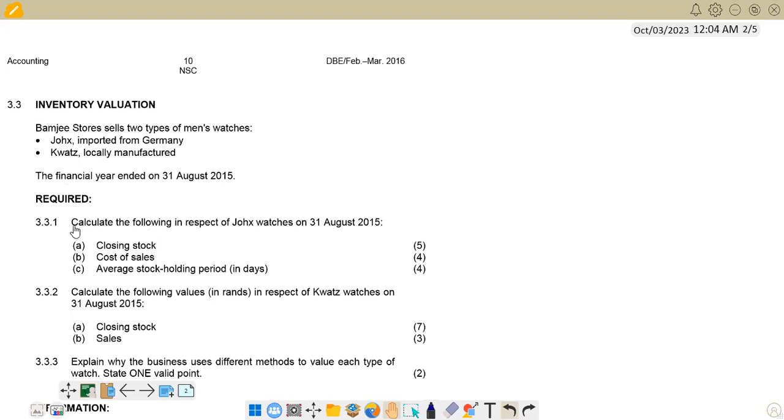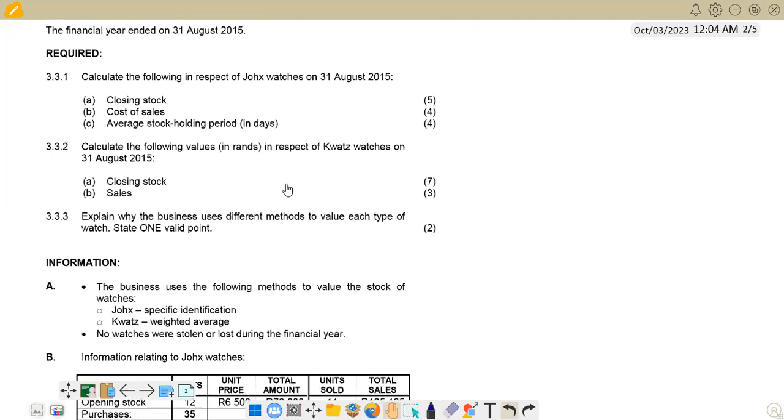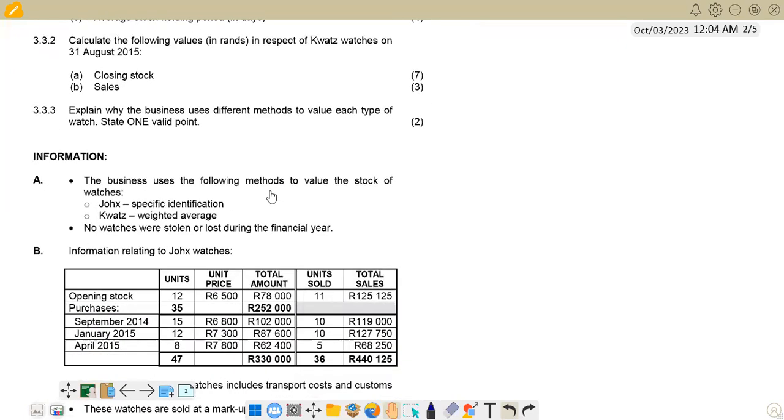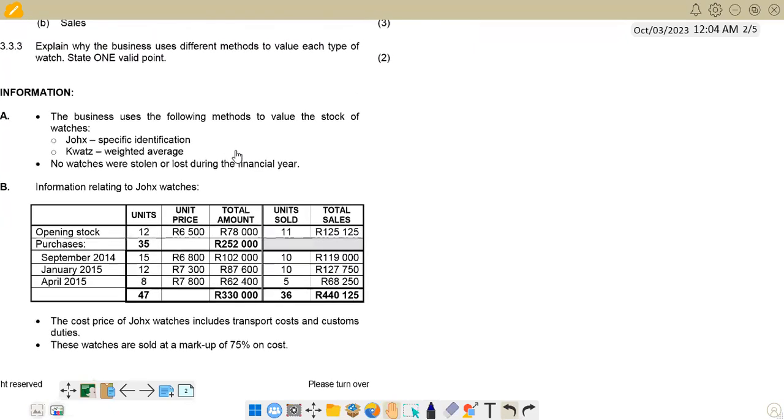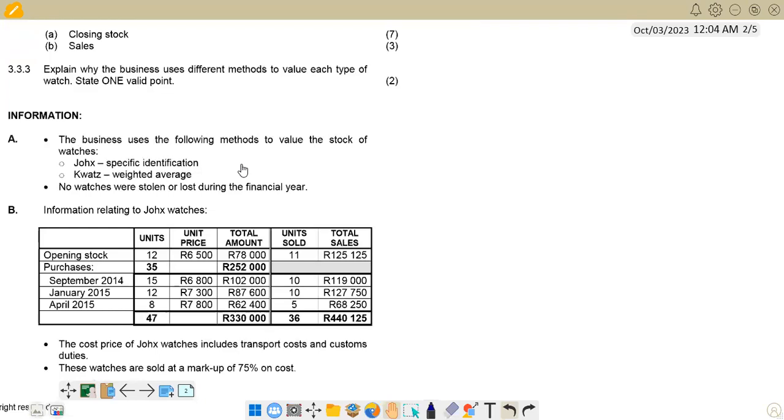Then on the required part, the first part is saying calculate the following in respect of Jonks watches on 31 August 2015. So we need to see what valuation method is being used there. If you go down there, you would see that Jonks is using specific identification. So on specific identification, we go where we have the units that were sold. Specific units will be sold, and we subtract the units.